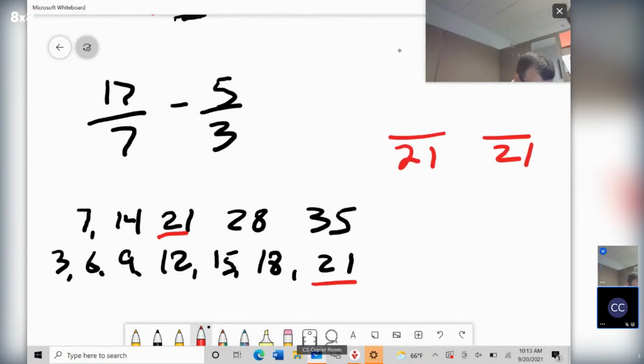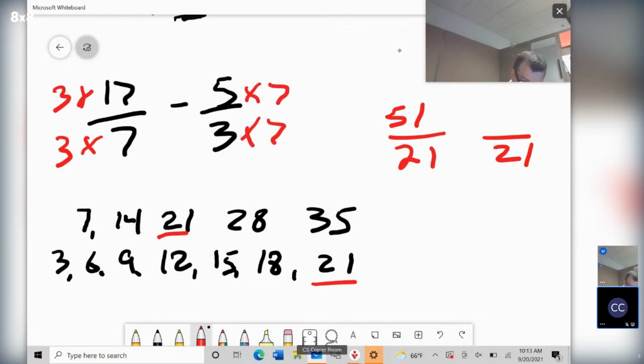Okay. And 7 times 3 is 21. So we have to multiply the top times that. That's going to be 51. And 3 times 7 is 21. So we multiply 5 times 7. That's going to be 35. And then we just do 51 minus 35. It's going to be 16.